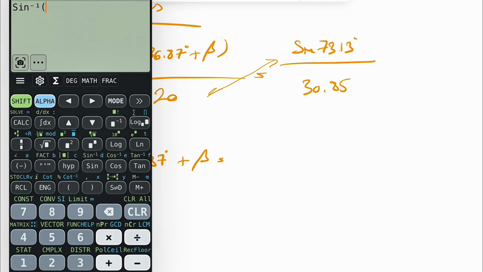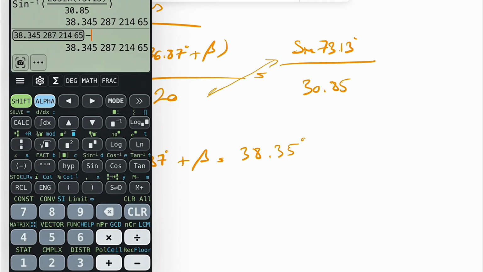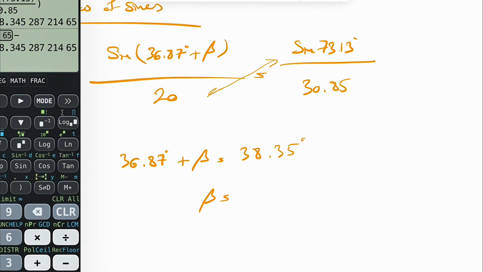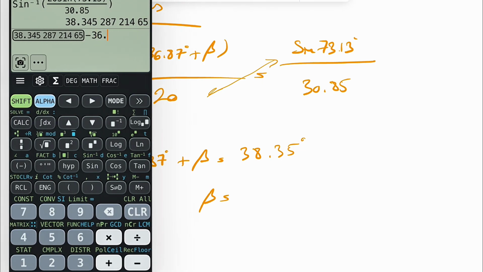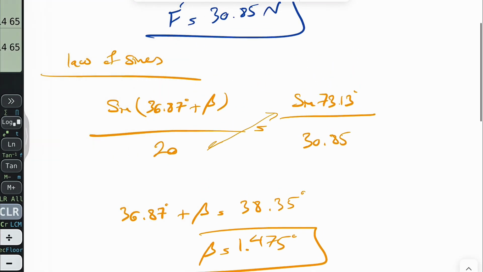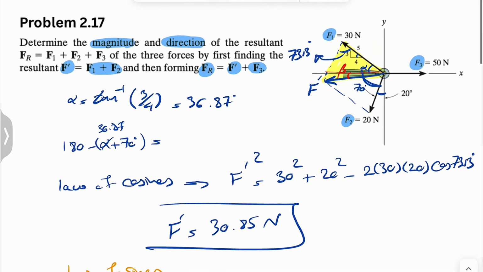So sine inverse of, we're going to have a ratio on top. We have 20 sine of 73.13 over 30.85. And that's going to give us 38.35 degrees. And if we want to find beta, we subtract that value, negative 36.87. This is going to give us the angle theta that we are looking for, 75 degrees. All right, now that we have beta, we can move on to the sum of the other two.